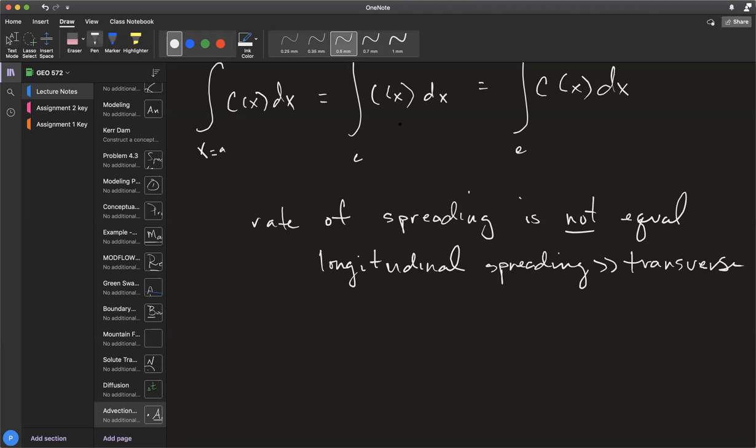But we've had enough talk of dispersion for now. So I'm going to end the lecture here, but next time we'll get back into dispersion and talk about how we can combine dispersion and diffusion.